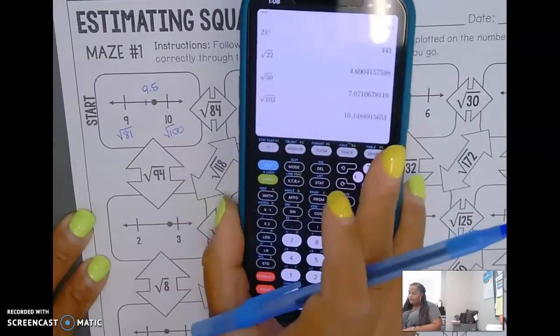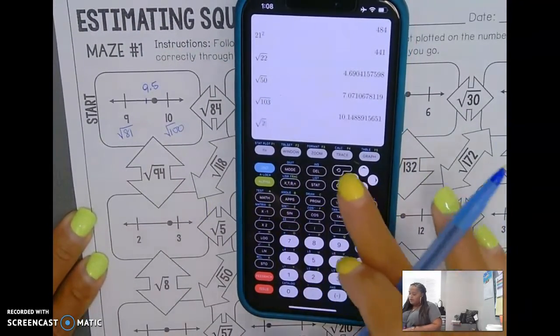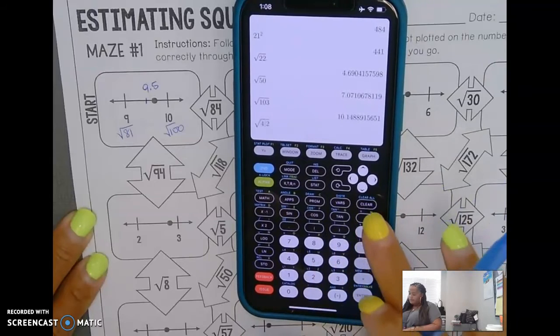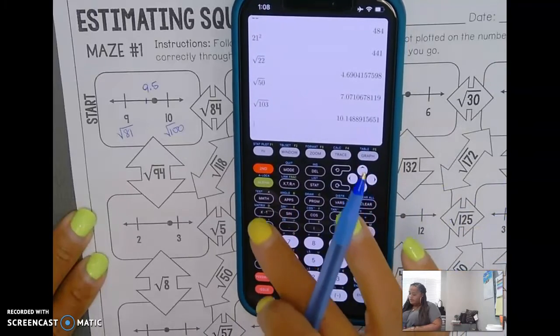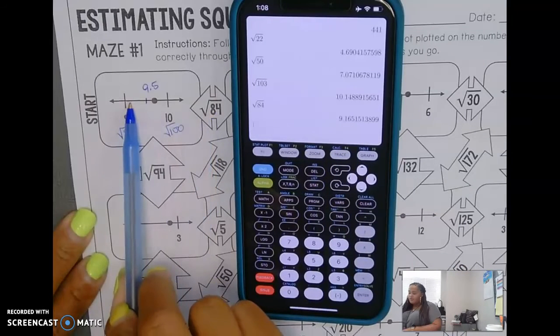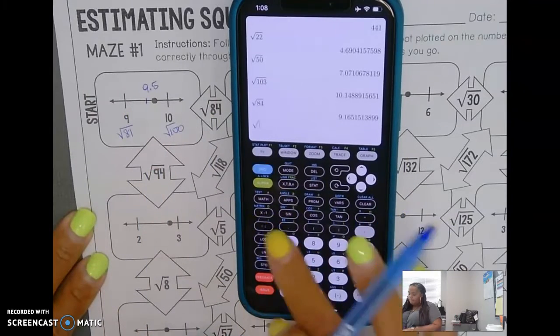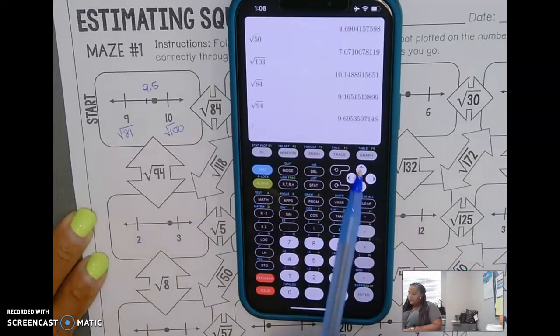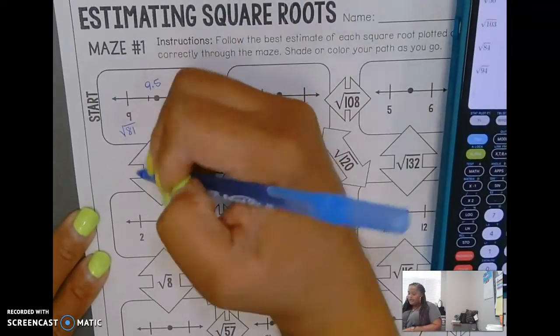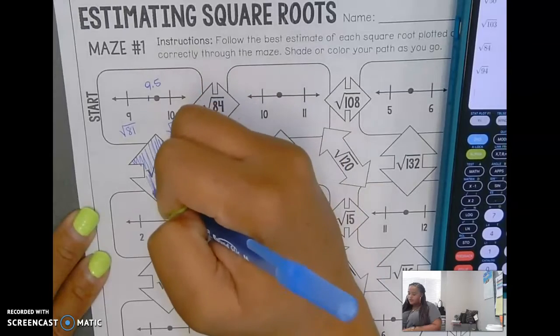So let me get my calculator. I'm going to do radical 84. Radical 84 equals 9.16 something. So this can't be my answer because 9.16 would be closer to the 9. It's got to be square root of 94. 9.695. That's just past halfway. So I would shade in this arrow, this double-headed arrow.